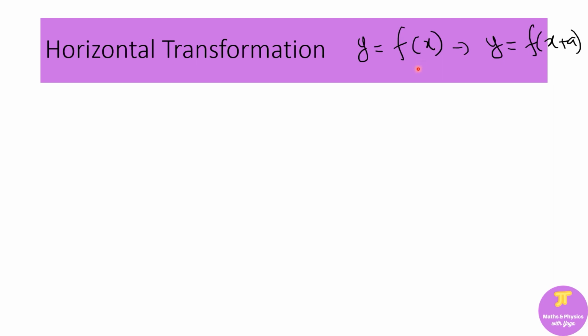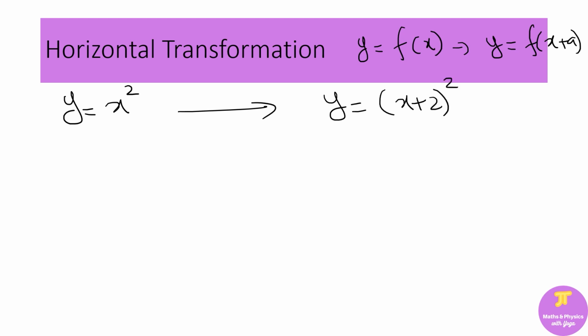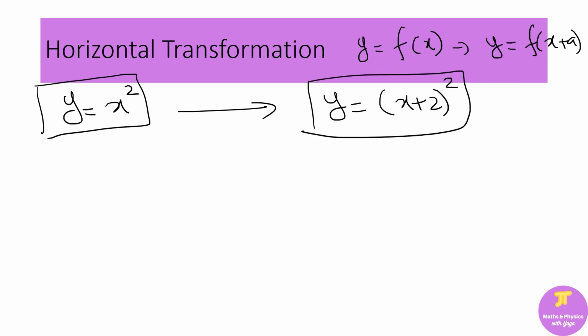So let's have a look at an example. Let's say y = x squared is a function, and we are going to transform this function into, let's say, (x + 2) squared. If we draw this function, then we can get this function easily. So this is our a. Let's see how to plot this one.